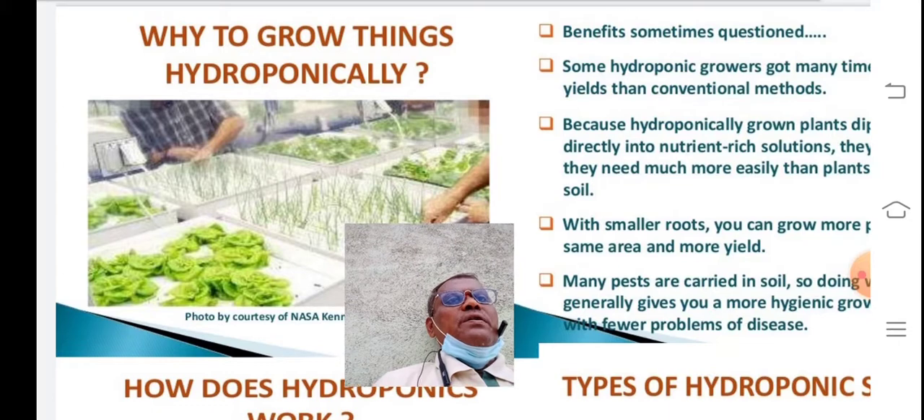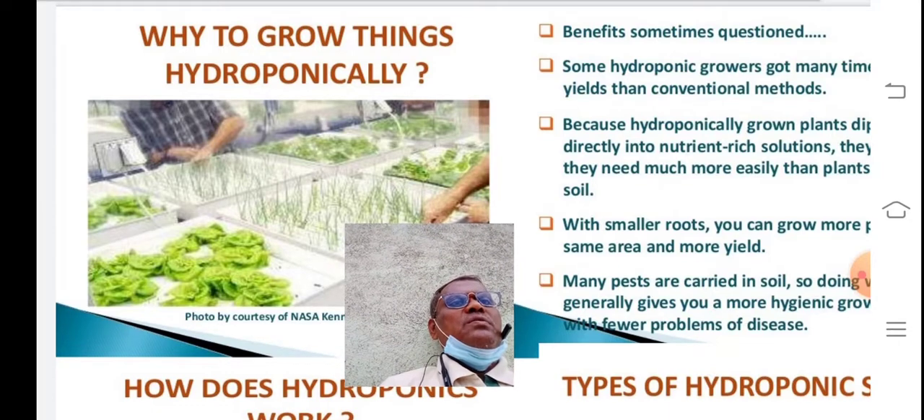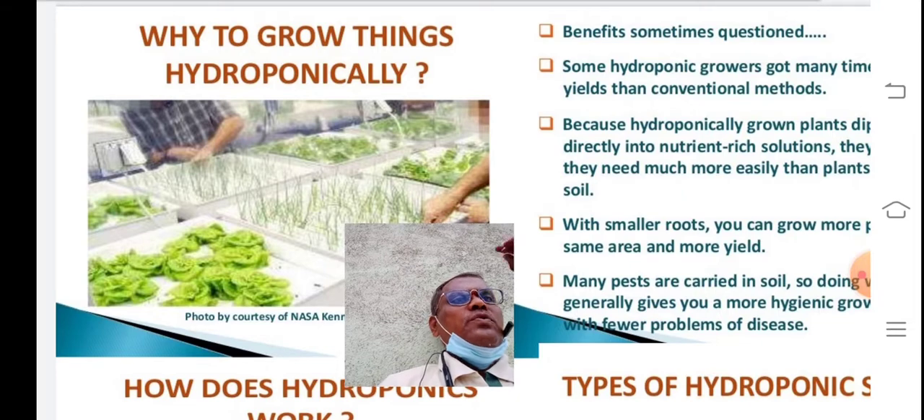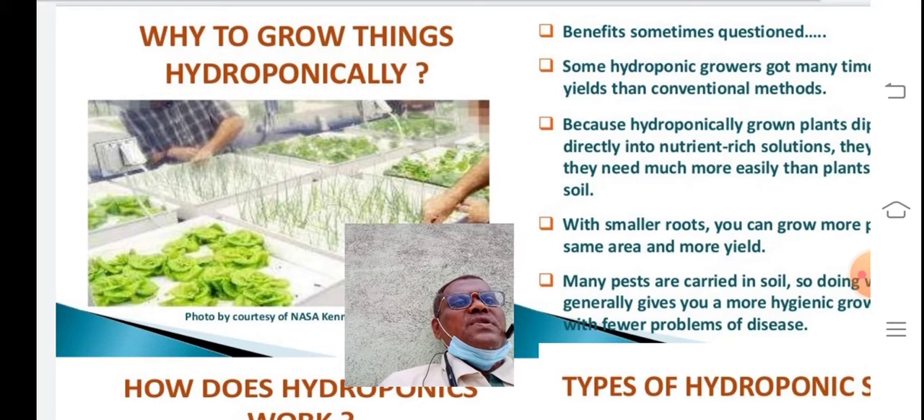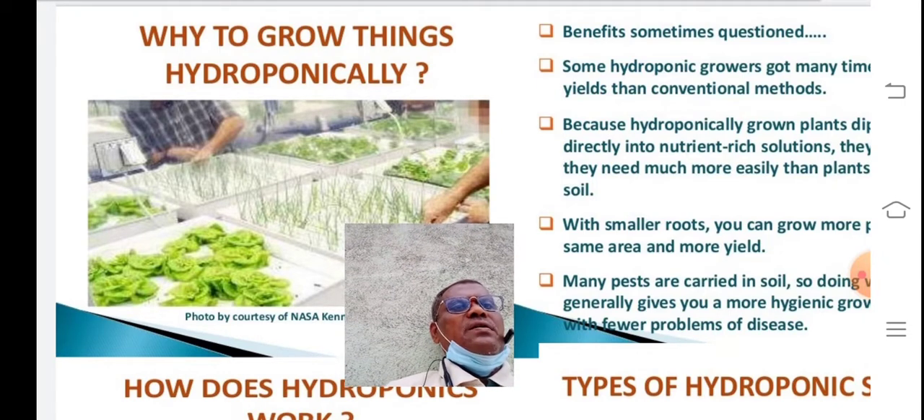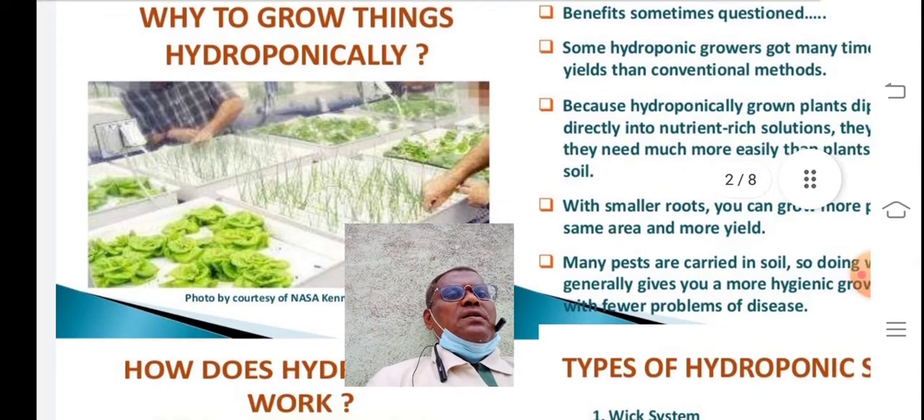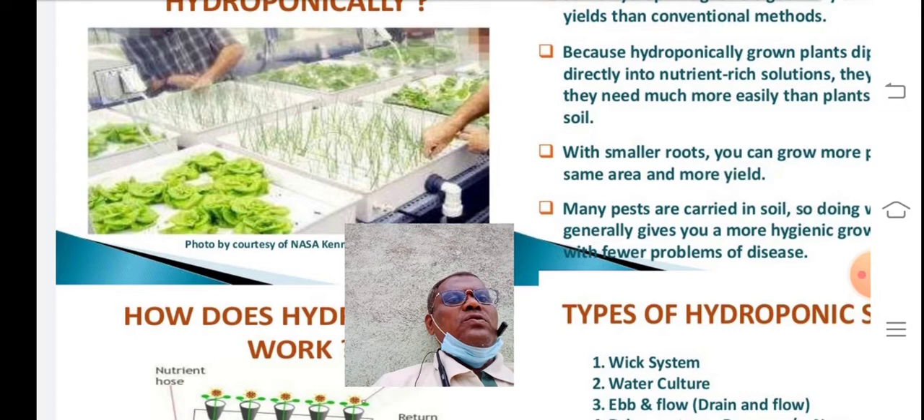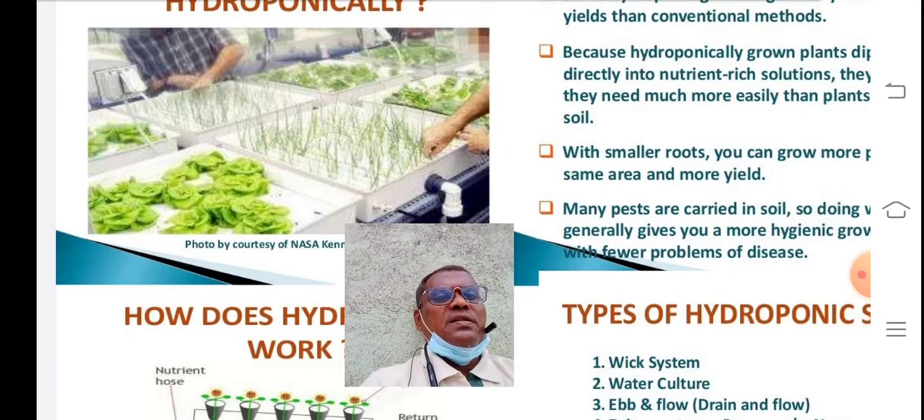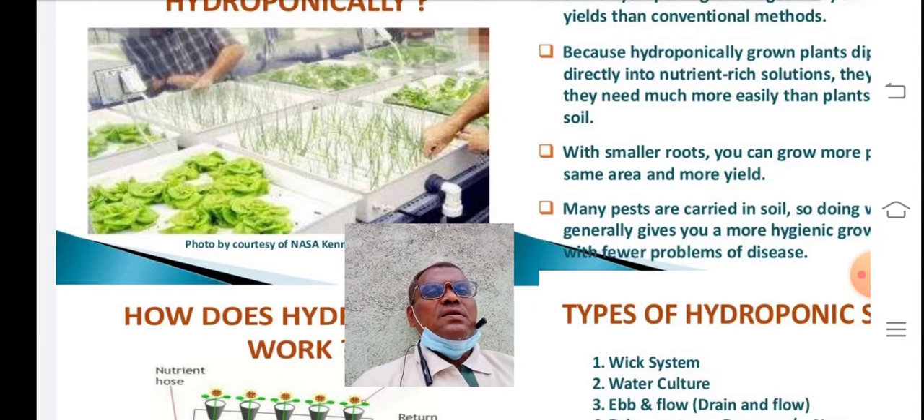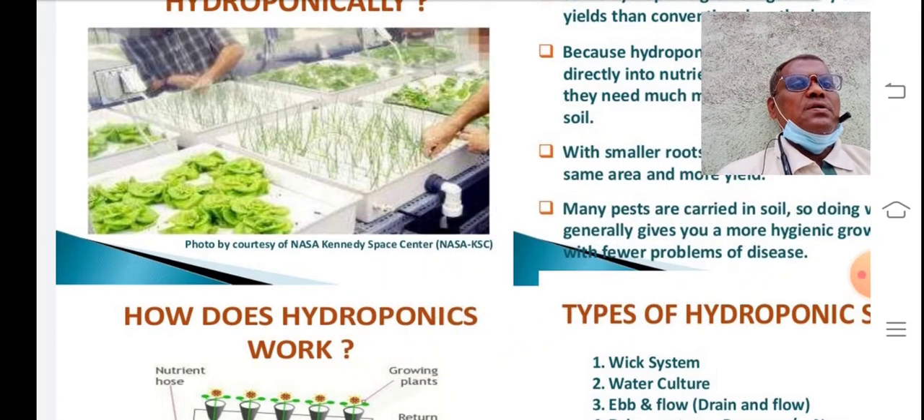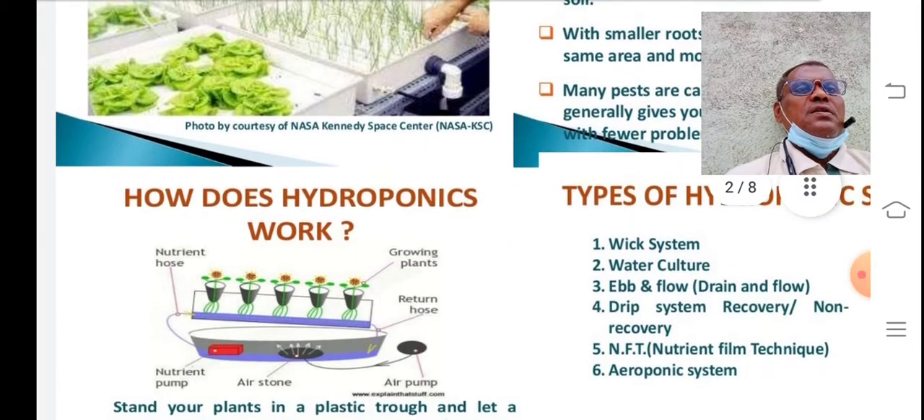Firstly, benefits. Sometimes there may be questions from many farmers. Some hydroponic growers also show the conventional methods nowadays. There are certain private companies and industries also. And secondly, it is hygienic, that is, without any contamination. With normal plants certain problems are there, but here we may keep the hygienic condition very nicely.